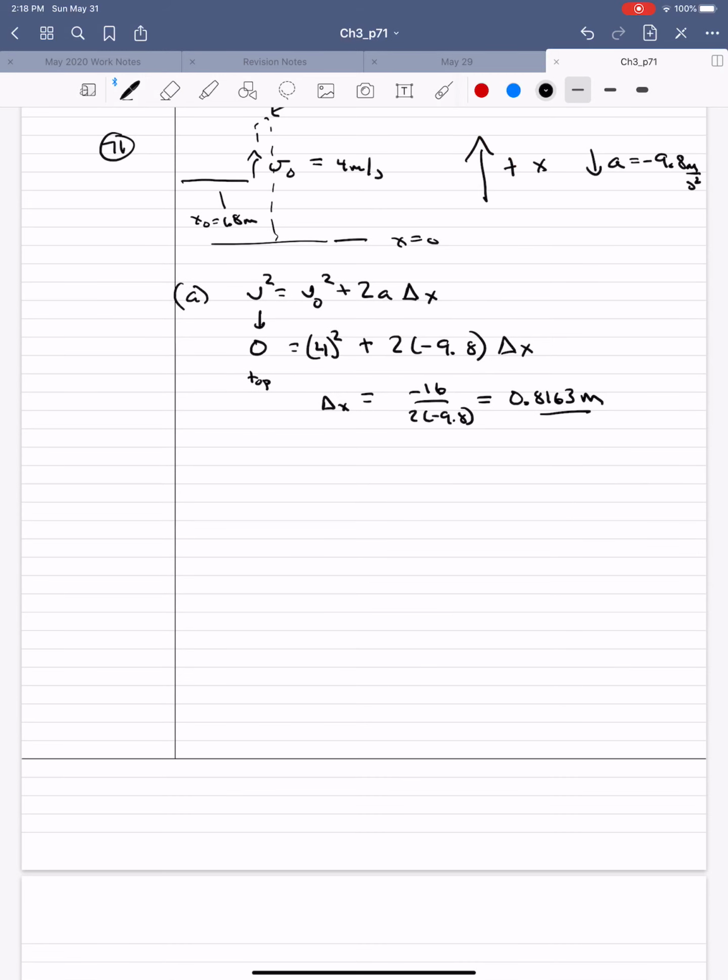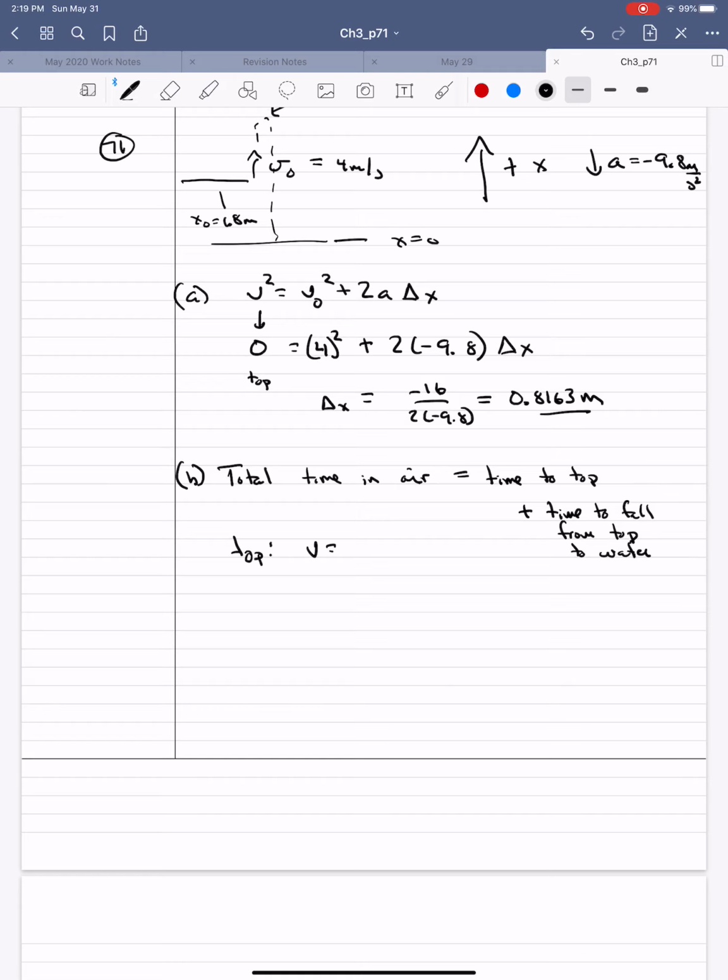So in part B, we're asked to find the total time that we're in the air. So the total time in the air, I'm going to break into two parts. I'm going to say it's going to be the time to the top, because that's not too hard to find, plus the time to fall from the top to the water.